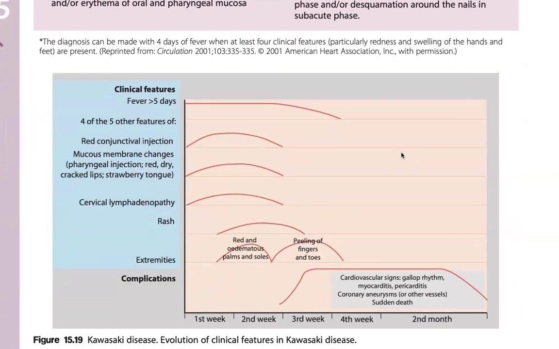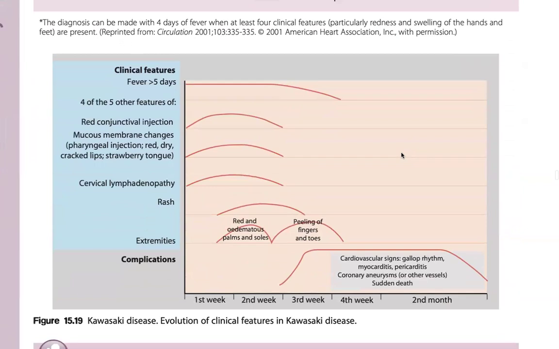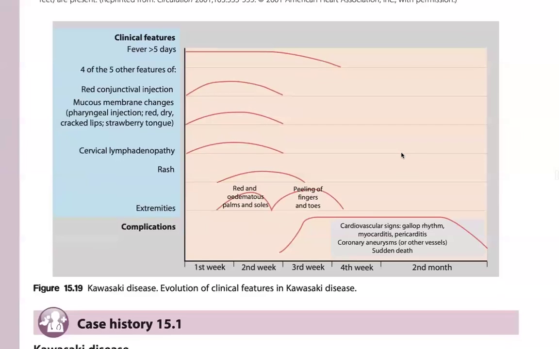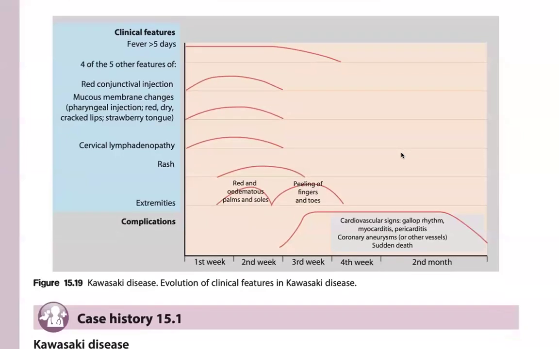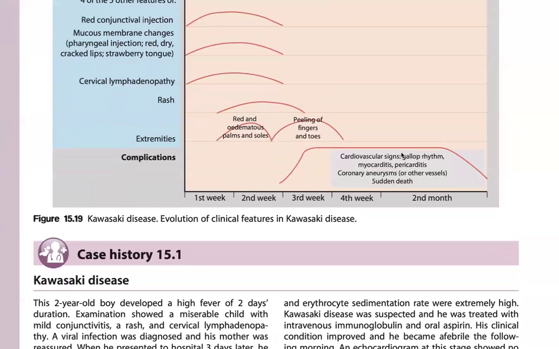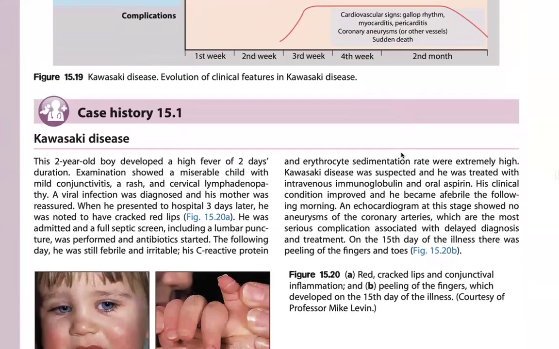Clinical features: fever for more than 5 days and four of the five features. These features are red conjunctival injection, mucous membrane changes, pharyngeal infection, red, dry, and cracked lips, strawberry tongue, cervical lymphadenopathy, rash, and changes in the extremities. And these are the serious complications: gallop rhythm, myocarditis, pericarditis, coronary aneurysms and aneurysms of other vessels, and sudden death, within the fourth week to second month.